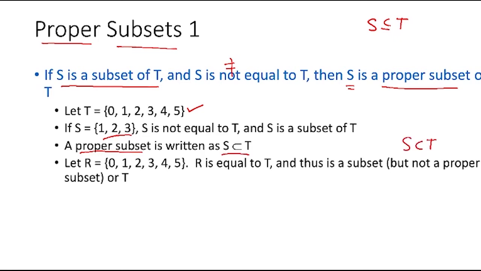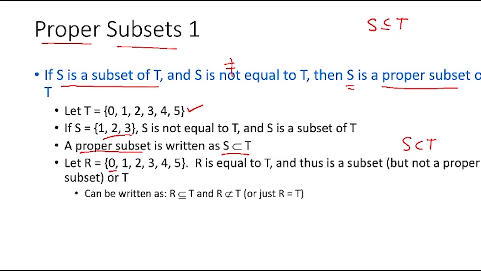S is a proper subset of T, right? Number 1 belongs to S as well as T. Number 2 belongs to S and T. Number 3 belongs to S and T, but 0 belongs to T but not S, right?